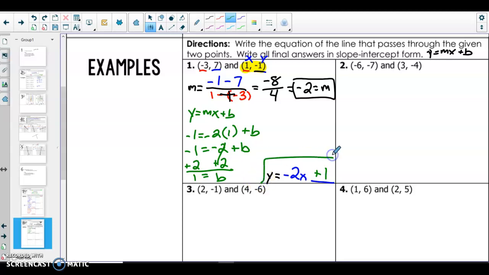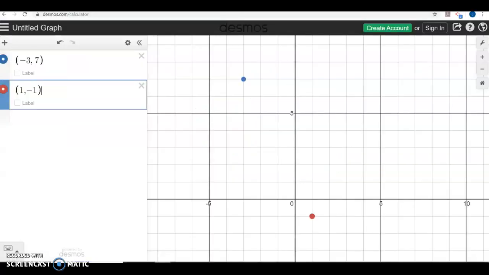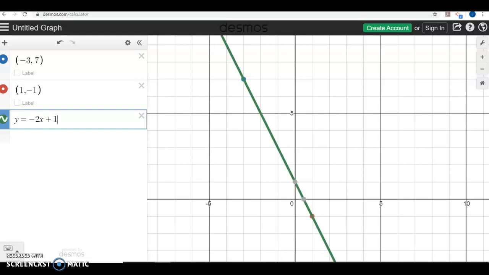Let's go ahead and put a +1 in that spot right there. Y equals -2x plus 1. Just a quick check to make sure that it works. Y equals -2x plus 1. Look at that. Bullseye right through both of them. So we know that our line is correct.